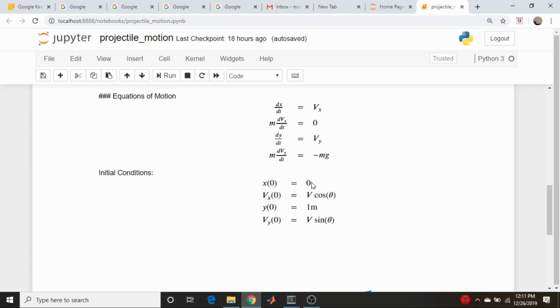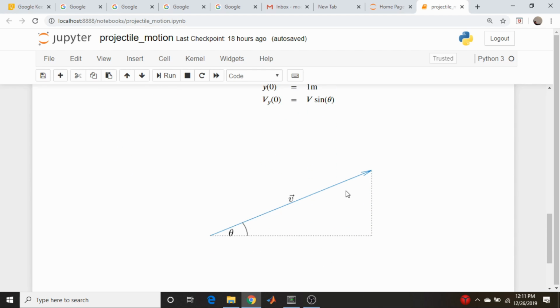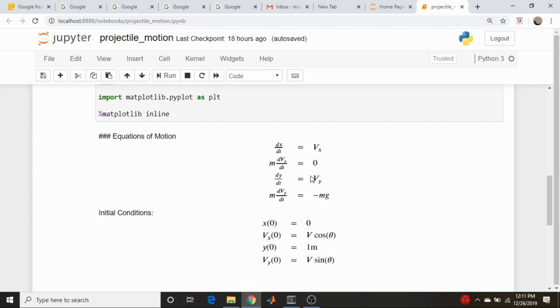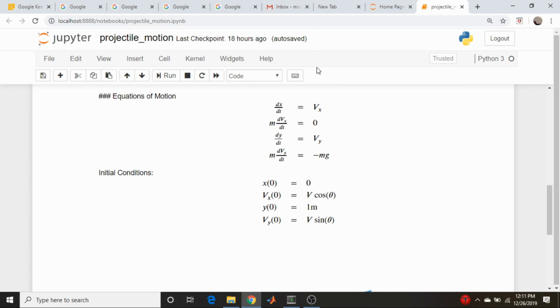Our initial conditions are given here. We're going to take the origin in the x direction to be 0. The initial velocity in the x direction is going to be equal to our total velocity magnitude times the cosine of theta, since it comes off the ground with an angle theta. So the horizontal component is v cos theta, and in the vertical direction v sine theta. The initial position in the y direction we just took as 1 meter. So cool. Let's move on and code up the function that's going to handle these differential equations.